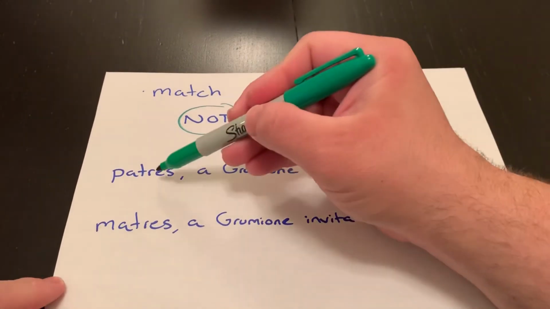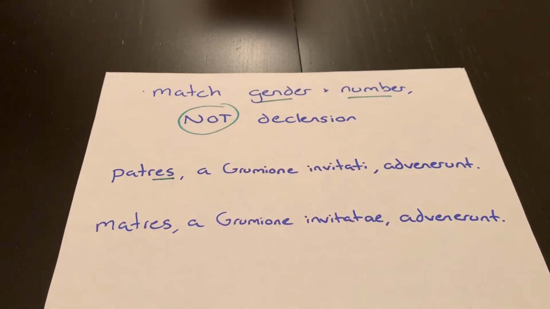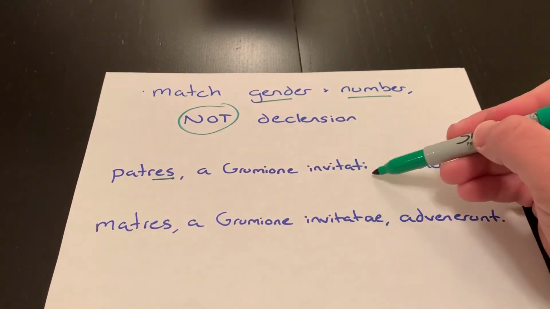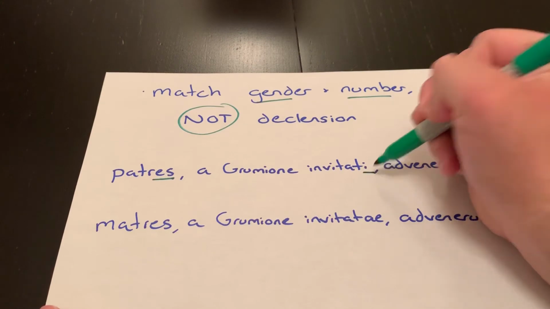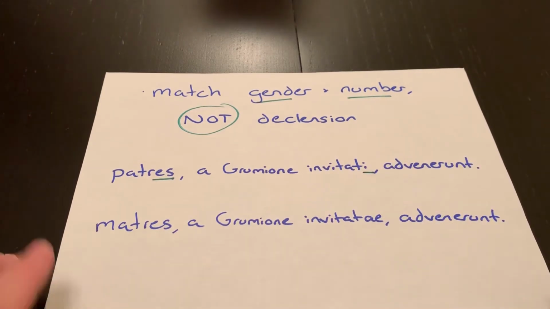So if we were talking about the fathers, the patres, okay, they are nominative plural, and we can't say invitates because that's a third declension ending and we can only use first and second declension. Thus we have invitati. Okay, so patres invitati. They're not the same ending because they're coming from different declensions, but they are both masculine nominative plural.